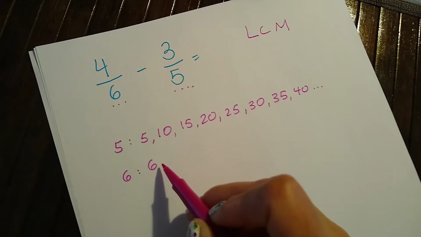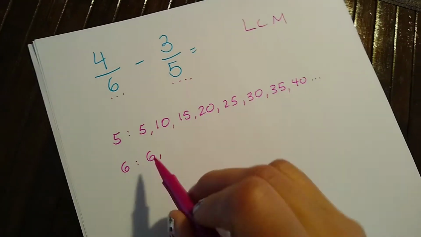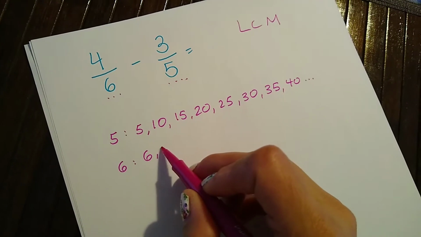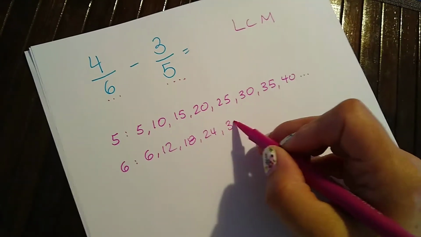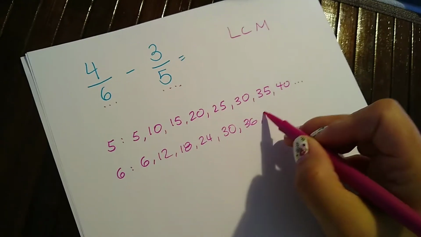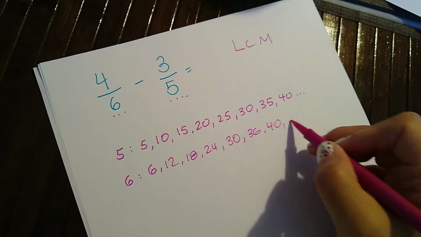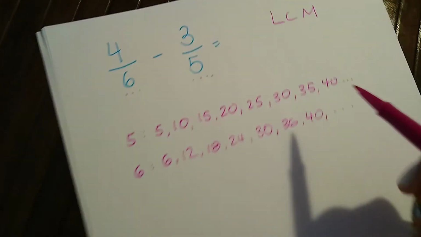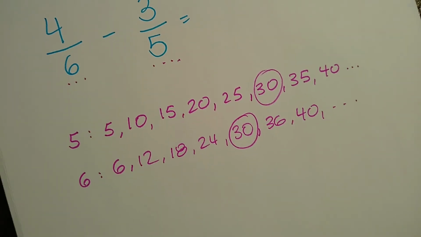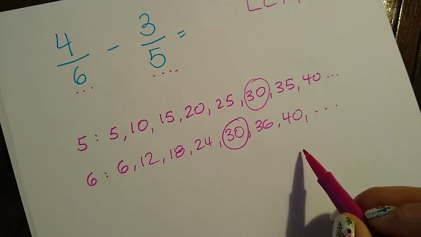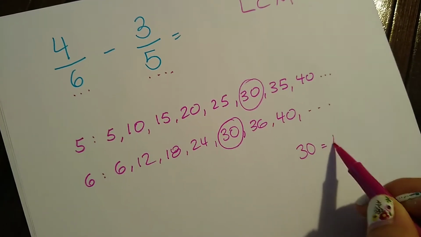Let's write the multiples of 6. Again, let's skip count by 6, right? So 6, 12, 18, 24, 30, 36, 40, and so on. Do you see the number that they share in common? 30. 30 is the LCM for both numbers.